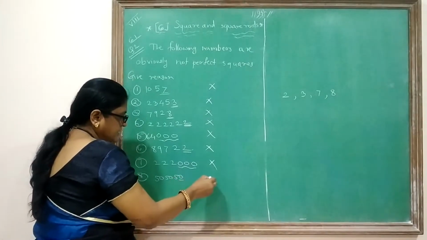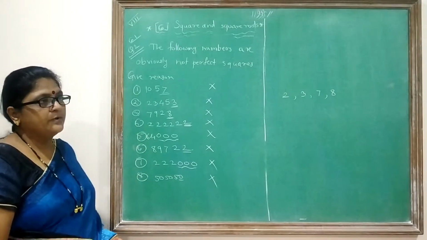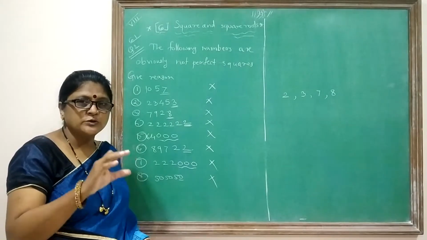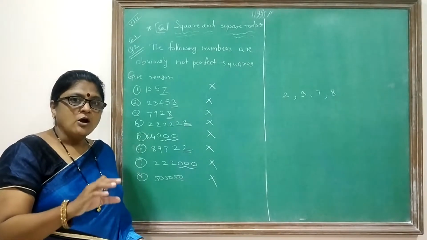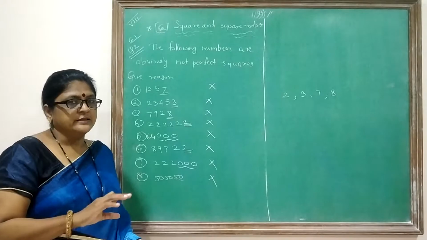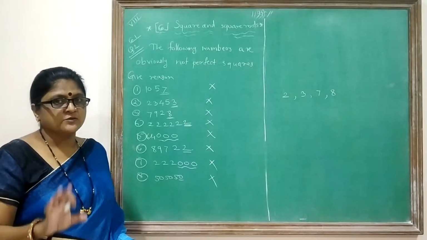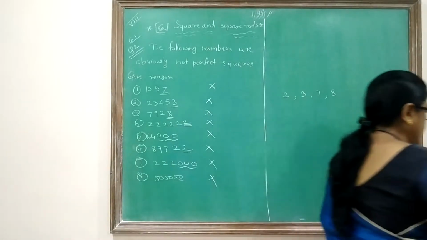Here 0 is present, and this is not a perfect square because the last digit is 2, 3, 7, 8 and there is an odd number of zeros. Then they are not perfect squares. Then see the next example.